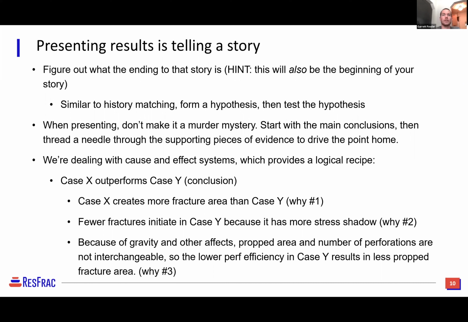So why do more stress shadow and lower perforation efficiency in case Y yield less fracture area? Well, because of the nonlinearity of gravitational effects and other processes, propped area and the number of perforations are not interchangeable. So when you reduce the number of perforations by half, or the number of fractures by half, your propped lengths do not double, right? And so you can show that in a simulation and then show a video of proppant settling.